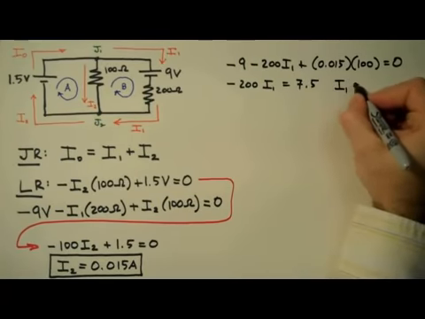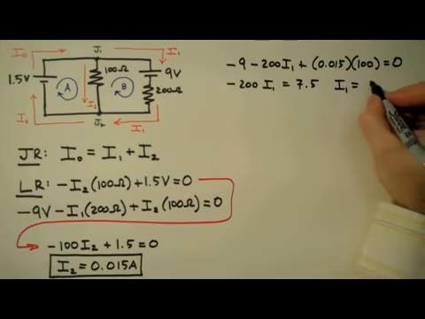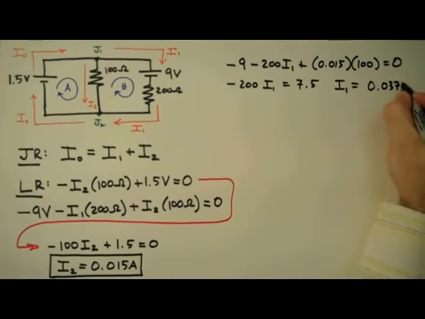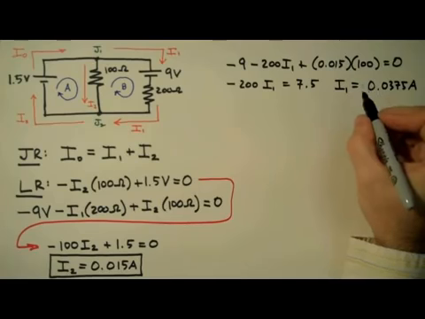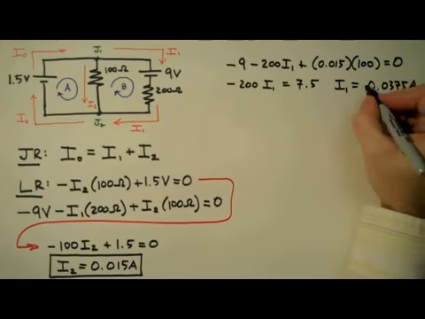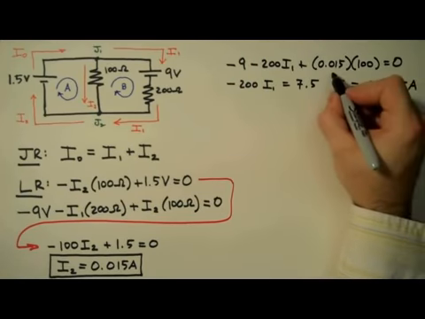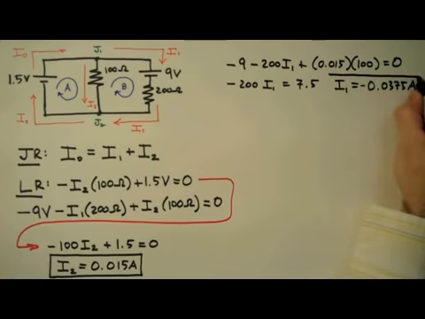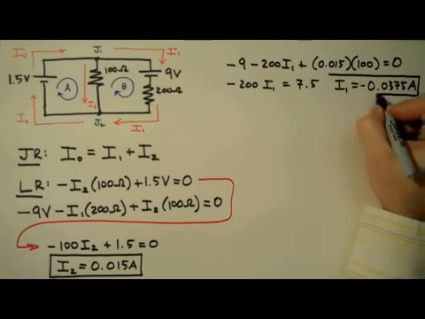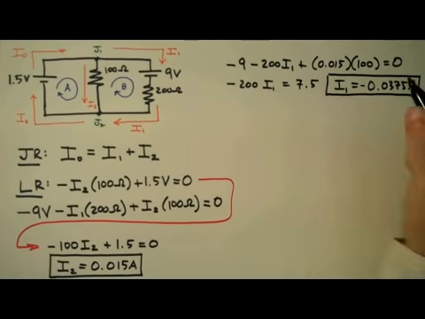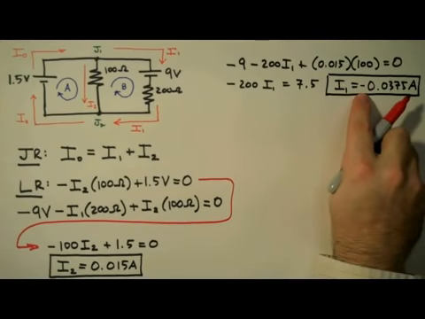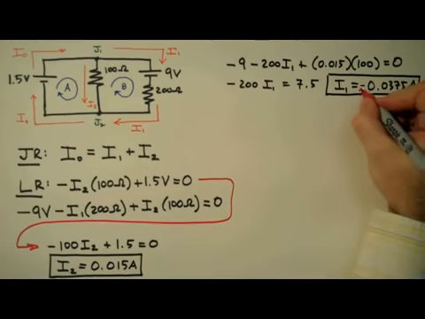So we have I1 equals 0.0375 amps. Oh, don't forget this negative sign here. That's important. Negative 0.0375 amps, or negative 37.5 milliamps. So what does this negative sign tell us? This negative sign tells us that the direction that we chose for I1 is the wrong direction.